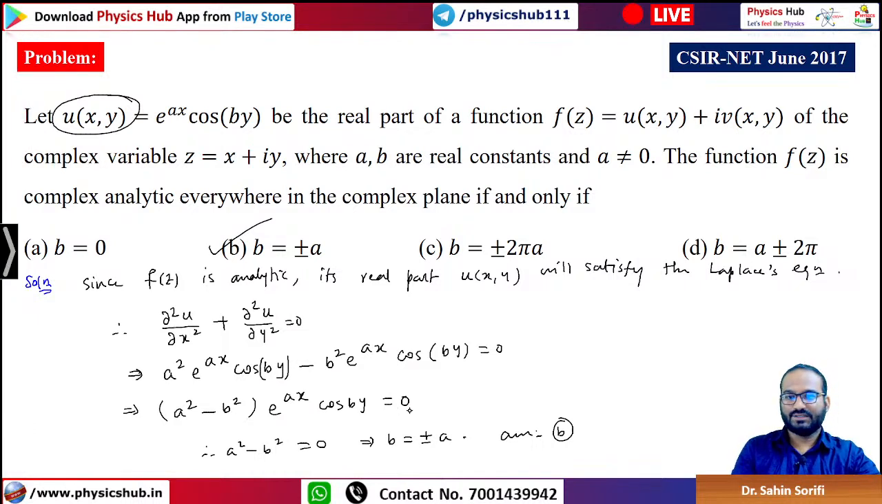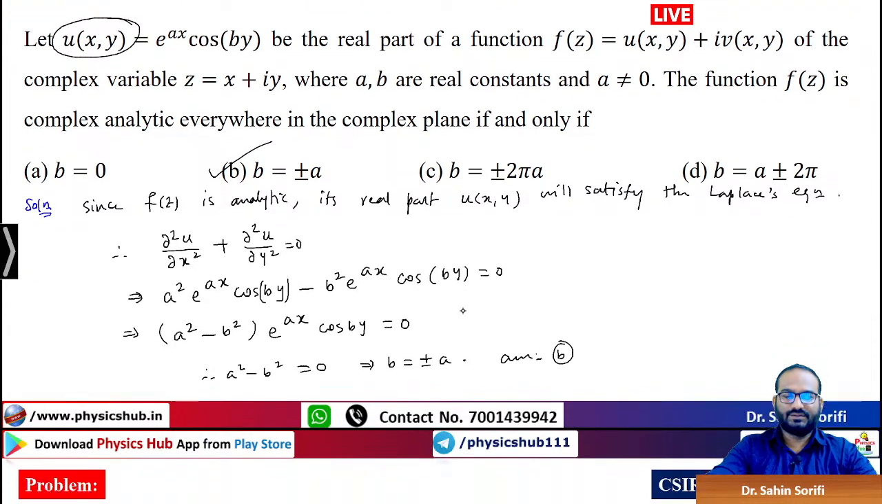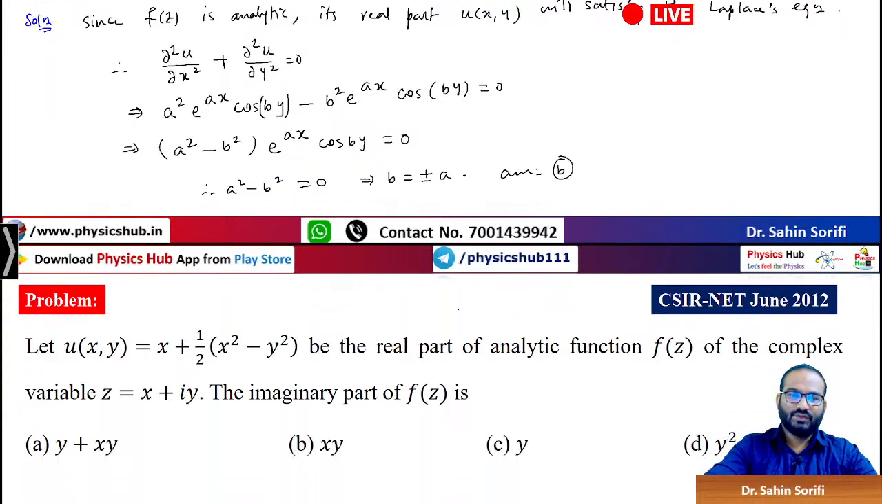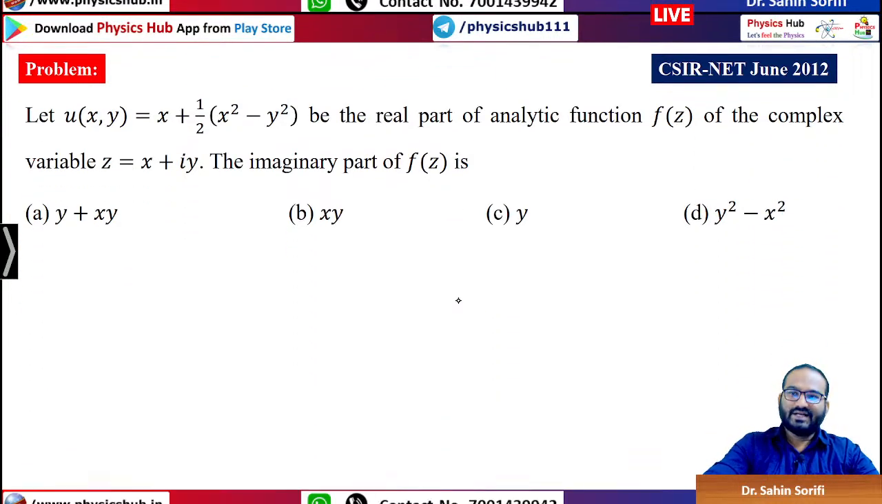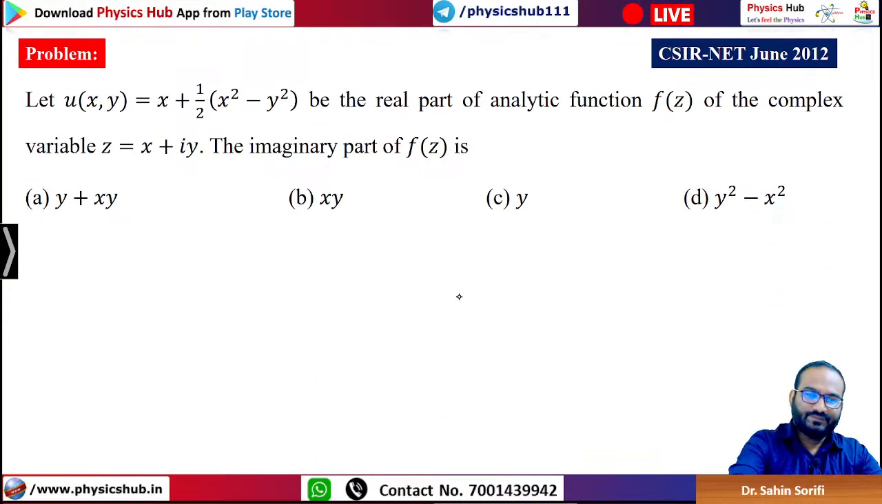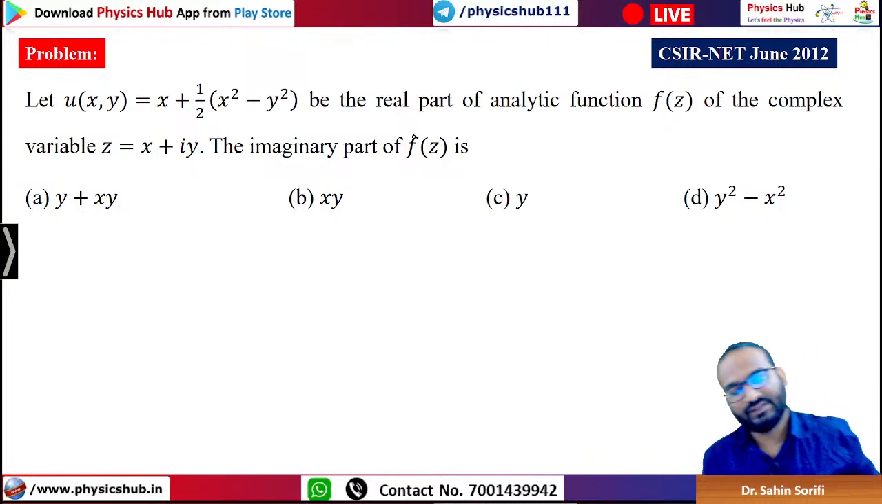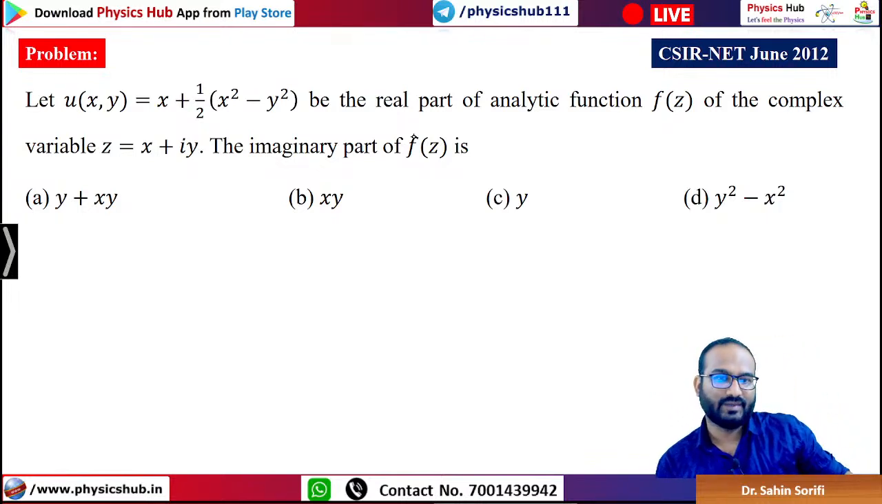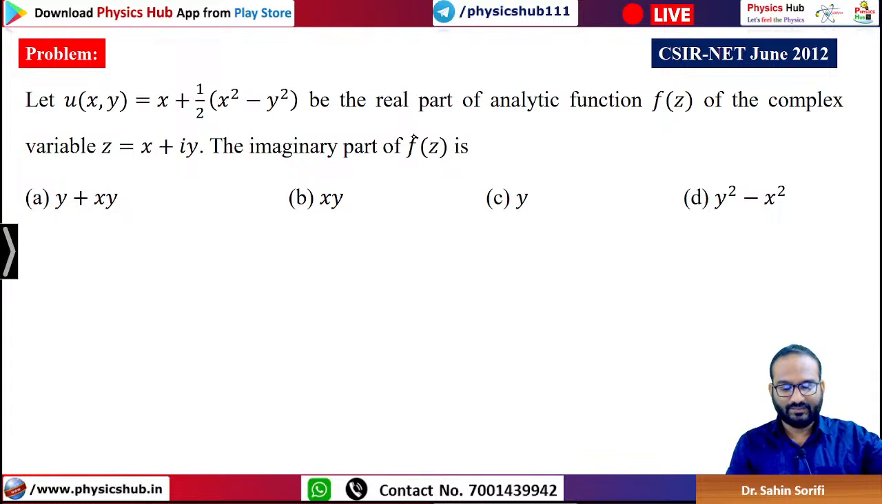Look, if you have the concept, you can do the problems very easily. If you don't have it, then in most cases you will not be able to do it. Yes, you can expect this kind of problem in your examination. u will be given, as in the question, the real part of the analytic function f of z, and you have to find the imaginary part, or the reverse may be given: the imaginary part is given and you have to find the real part. How will you do this? What is the approach?